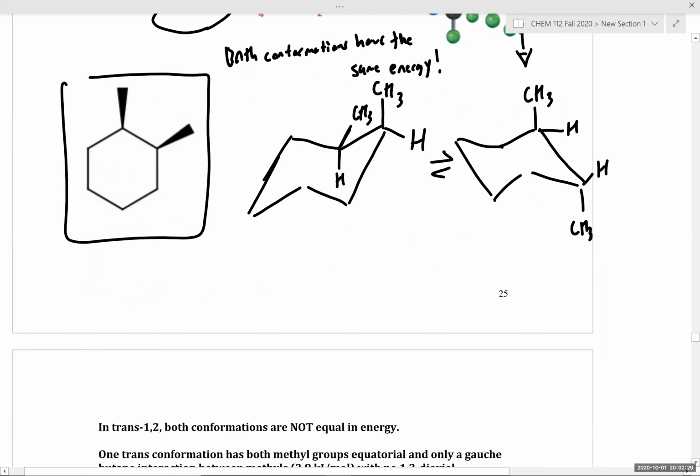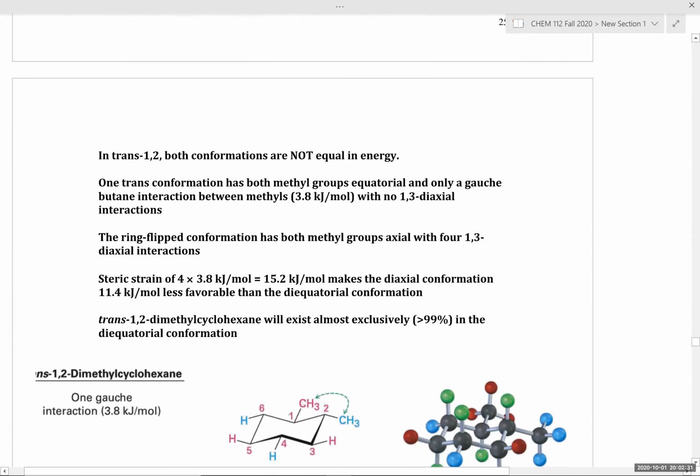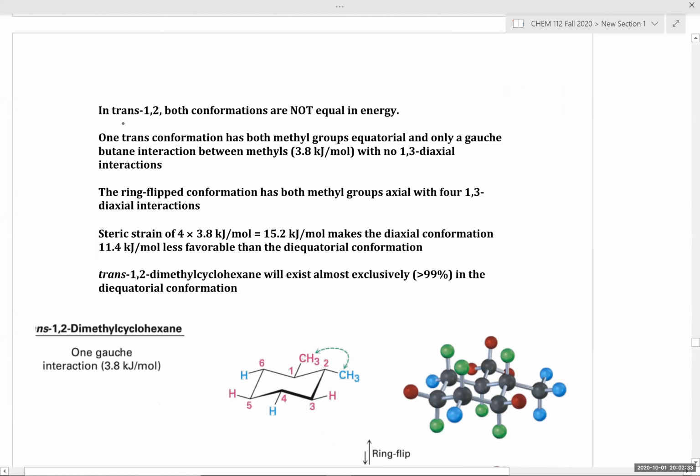So let's look at this next case. When we look at trans 1,2-dimethyl cyclohexane, both conformations are not equal in energy. So let's look. In one trans conformation, both methyl groups are equatorial with only a gauche butane interaction between the methyls. In the ring flipped conformation, both methyl groups are axial with 4 1,3-diaxial interactions.